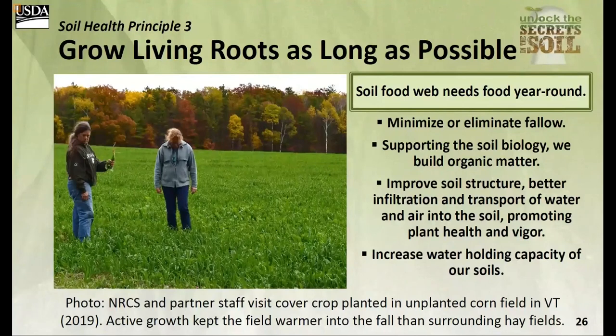The hay fields had already started to go dormant, but these annuals were growing so much, they were so active, they were producing heat. And he said the hay fields were frosting before this cover crop field. And if they got a light snowfall, the snow would melt off the cover crops sooner than it would off of the hay, because those plants are still alive. They're still using all that energy. They're still bringing carbon into the soil and feeding the soil food web.